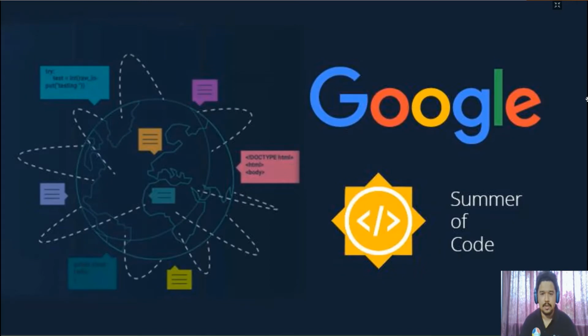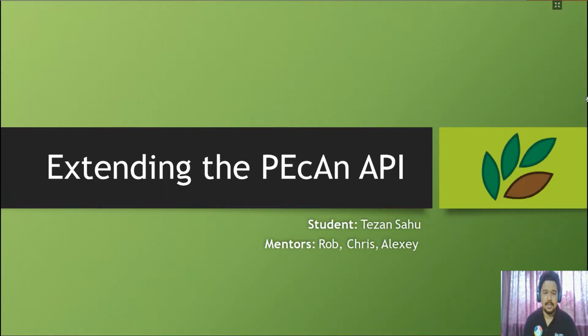I am Tezan Sahu, a fourth year undergraduate from IIT Bombay, and today I'll be talking about my experience of completing the Google Summer of Code 2020 with the PEcAn project and the stuff that we've been able to accomplish over the last 3 months. So the project has been titled Extending the PEcAn API, which basically revolves around the fact that we want users to be able to use and leverage the functionality provided by the PEcAn project in a remote environment. We'll delve into the specifics of the project very soon.